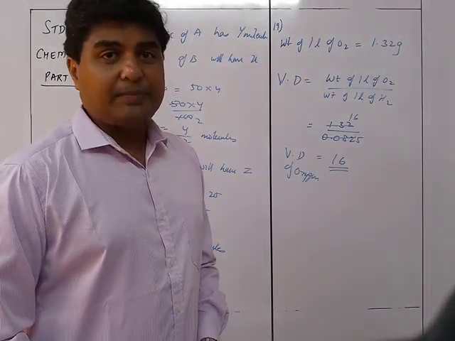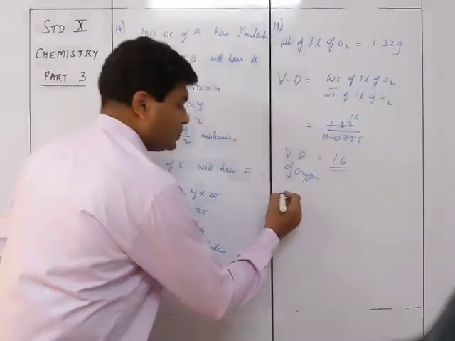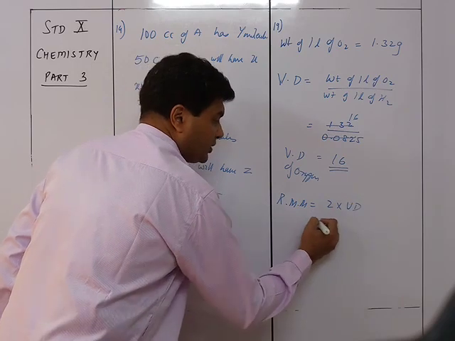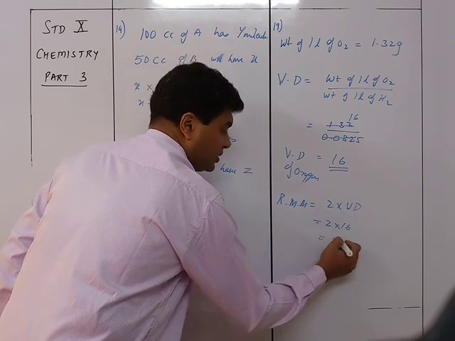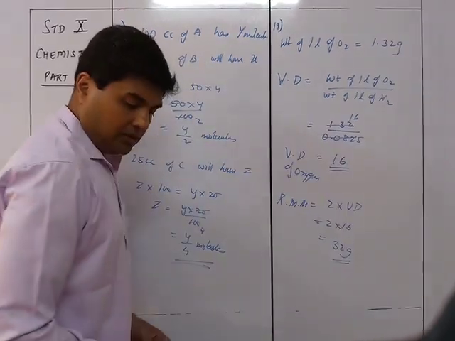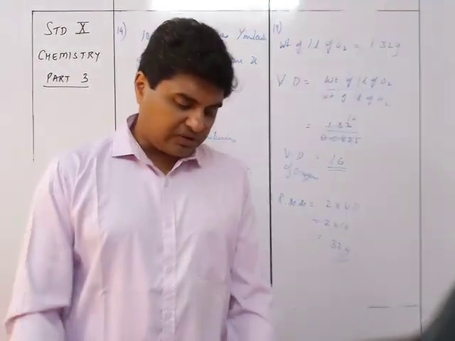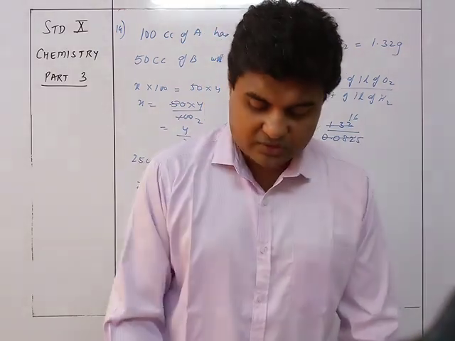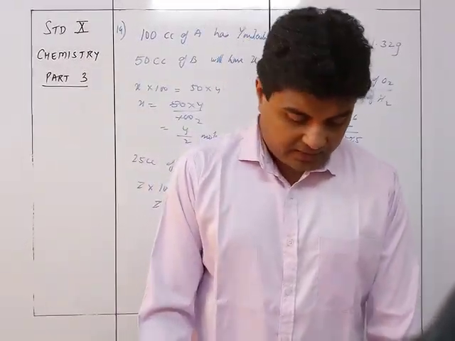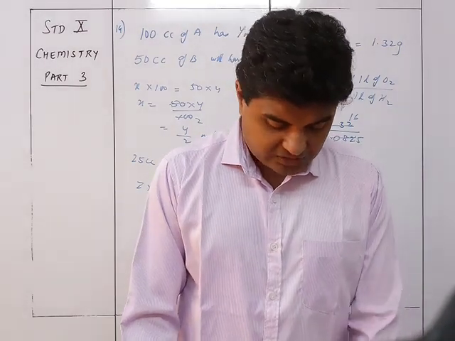So now we know the relative molecular mass. The relative molecular mass is equal to 2 into VD, which is equal to 2 into 16, which is equal to 32. So the molecular mass of oxygen is 32. So this was about the mole concept, Avogadro's law, and the vapor density types of questions, right?